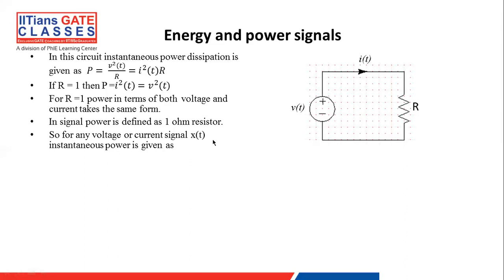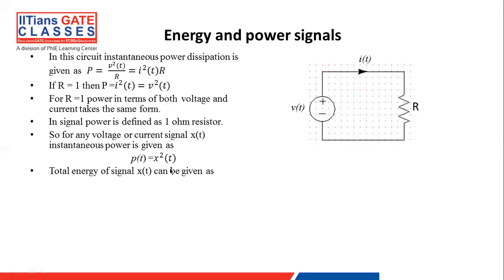So let's say I am given a signal xt equal to some expression. It can be any voltage or current. To calculate the instantaneous power, I just need to square xt. That's it. So in signals and systems, the power is always defined with respect to R equal to 1. So power is always given as x square t, where x can be a voltage or a current.